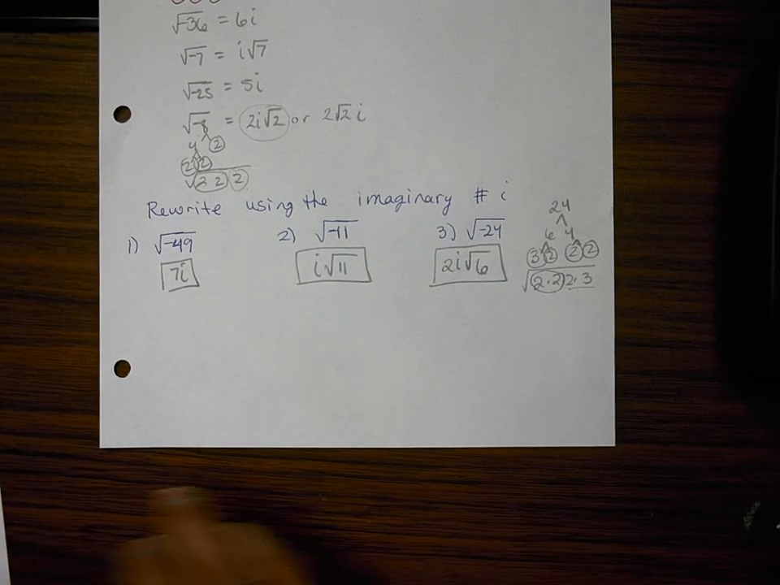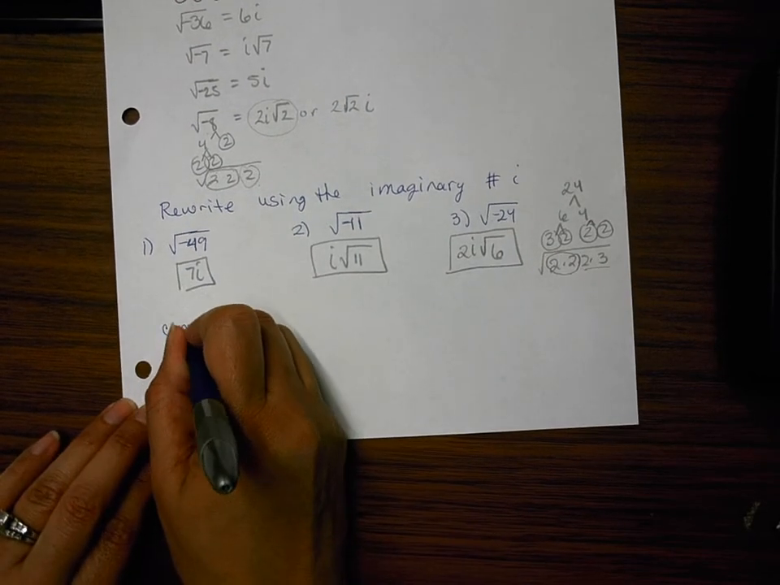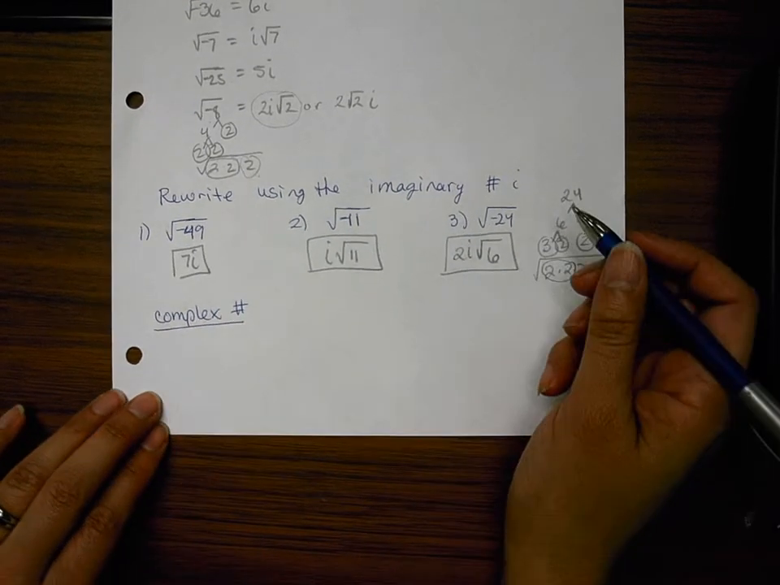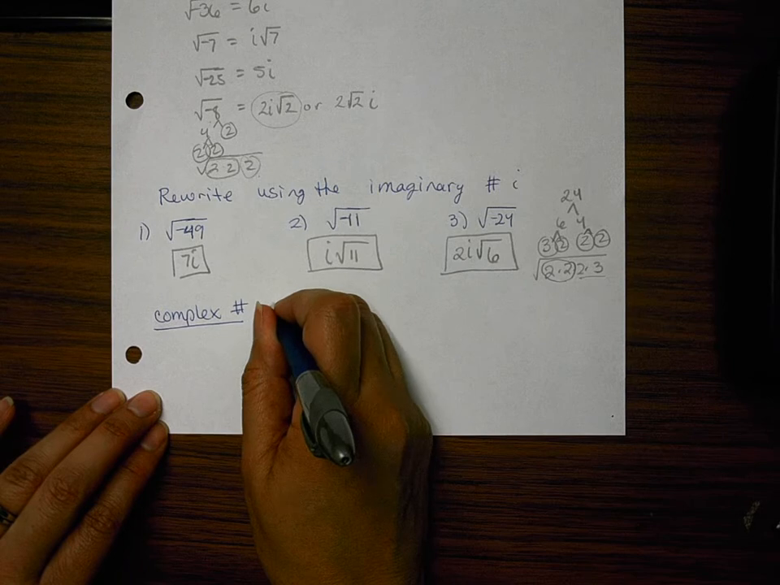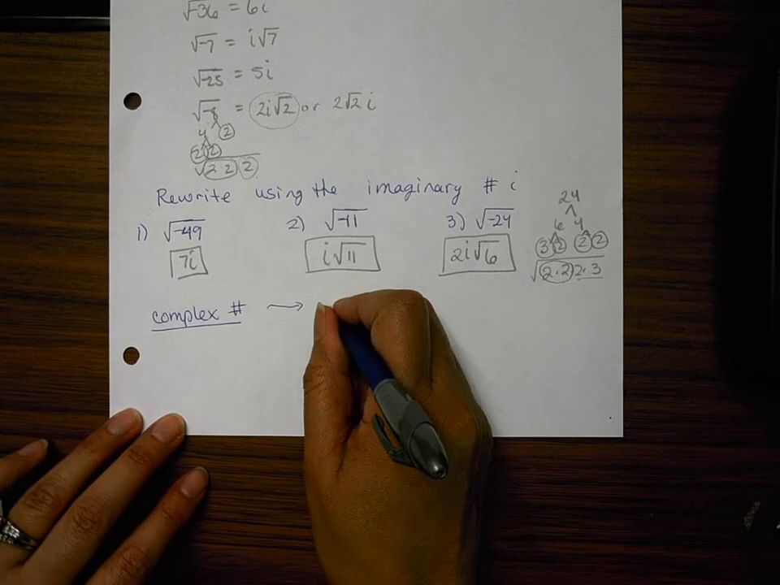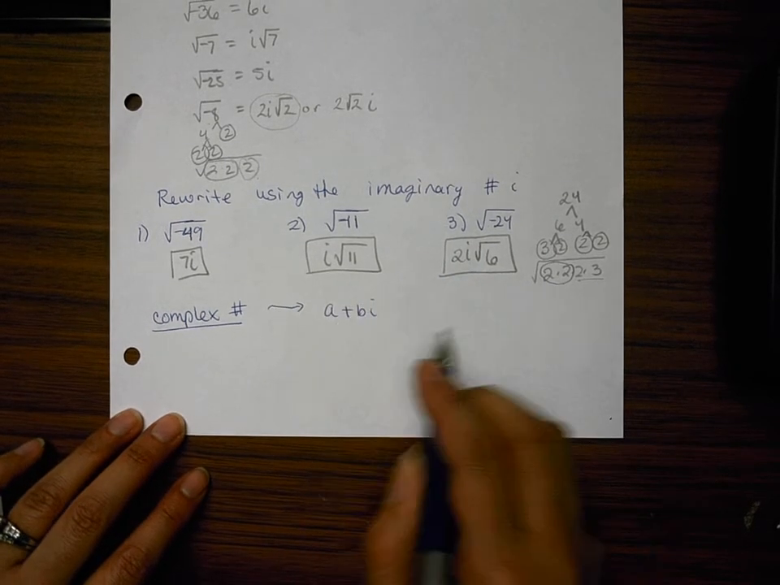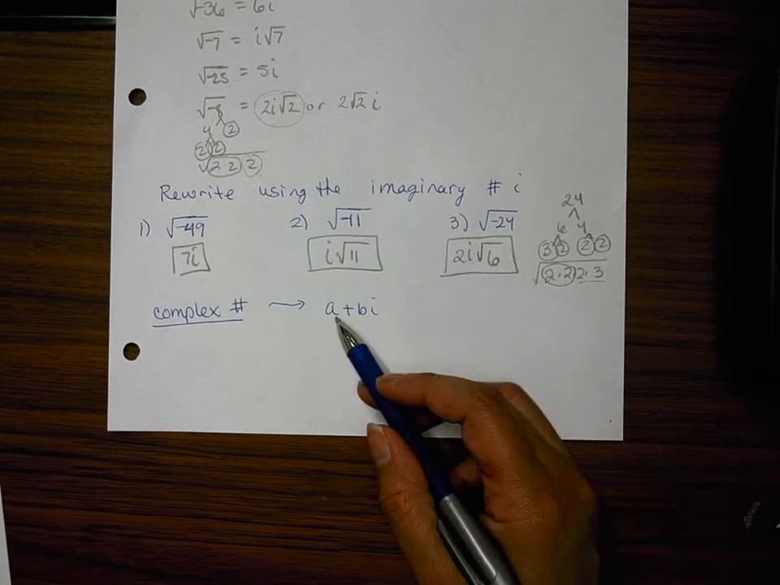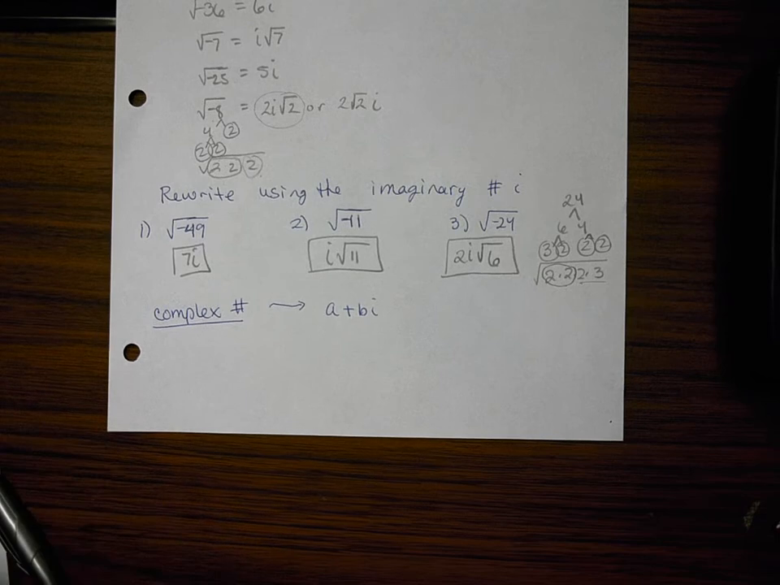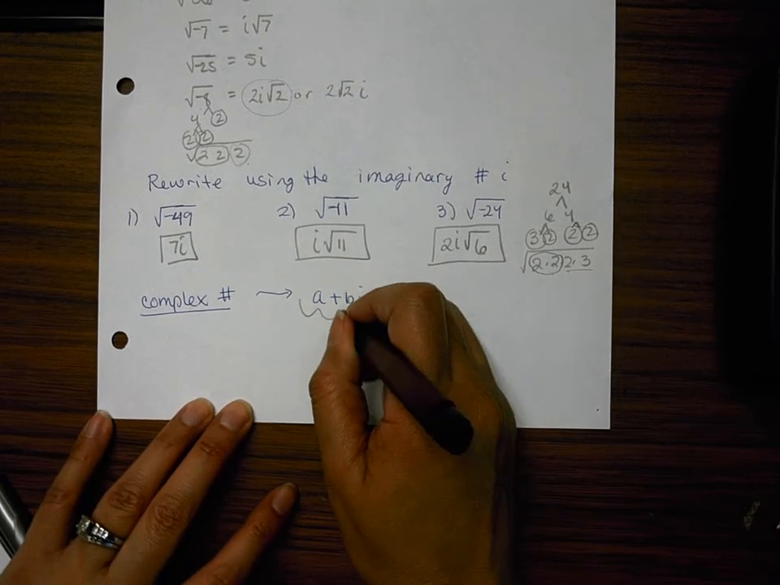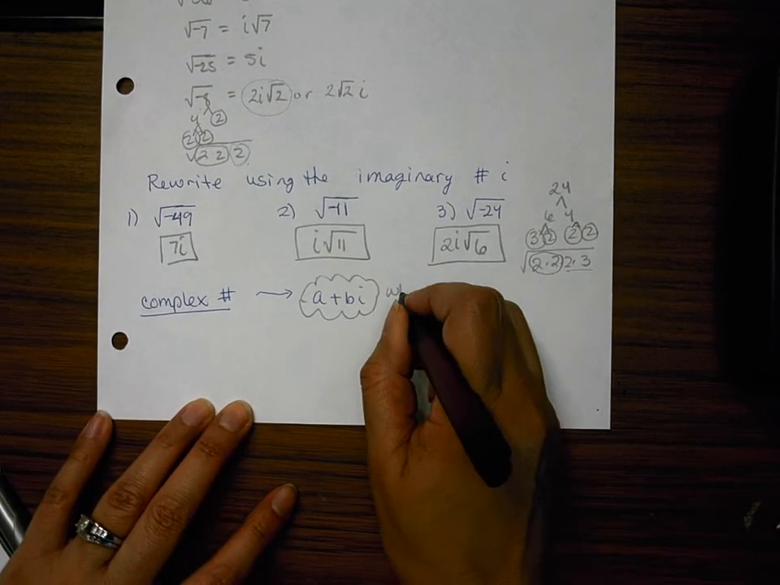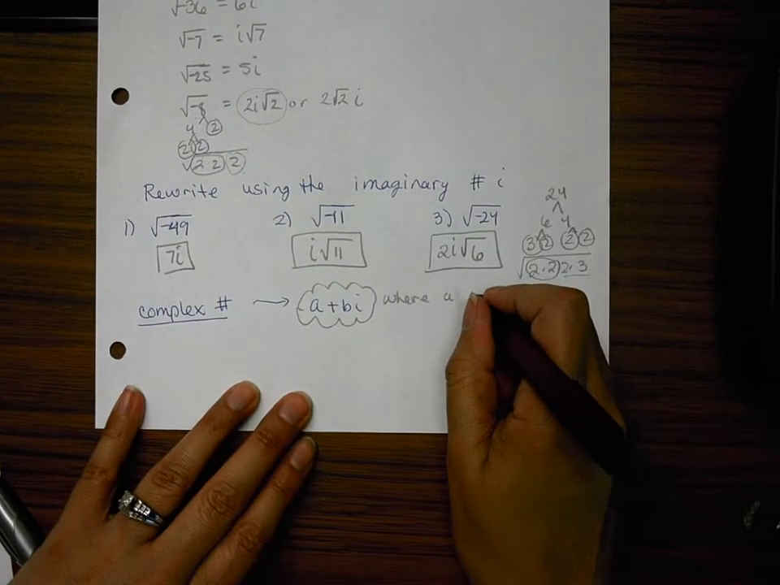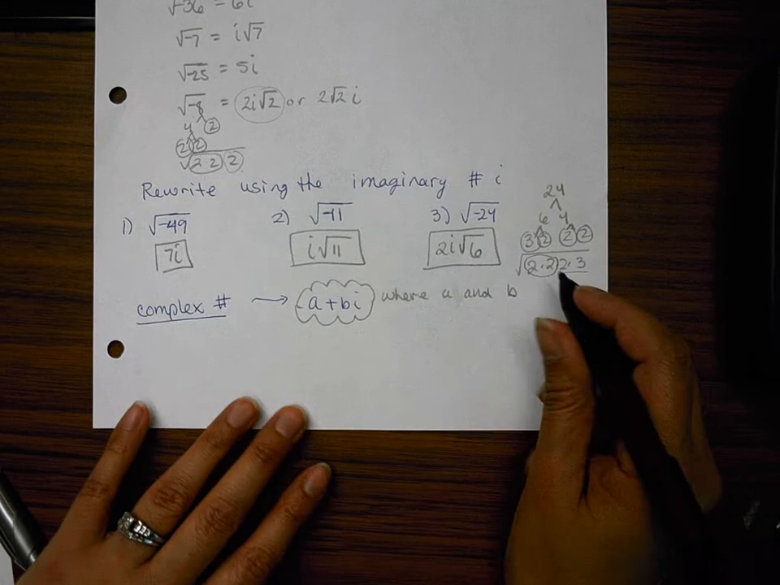All right, next piece we're going to talk about what is a complex number. Okay, a complex number is a number that looks like this: A plus BI. Now that could be a minus, A plus BI, A minus BI, or it could be -A plus BI, it doesn't matter. I'm going to put a little note here where A and B are real numbers.